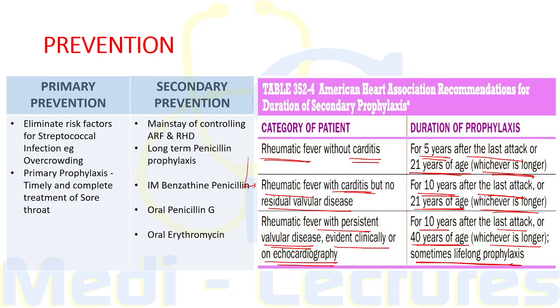So finally, I have a question for all of you. Suppose a child of age 12 years has developed acute rheumatic fever with carditis, but there is no residual valvular damage, no residual valvular disease. So what will be the duration of prophylaxis of penicillin in this patient?